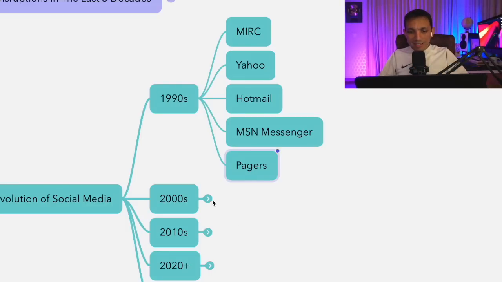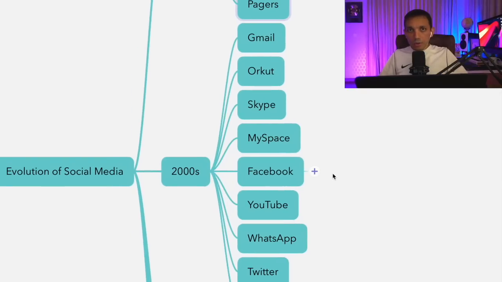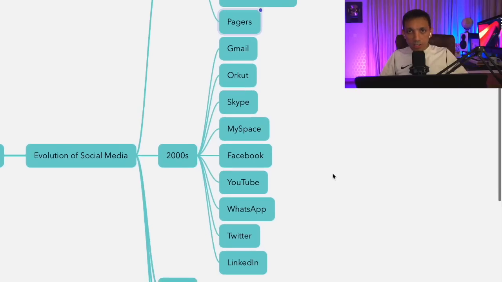And then we saw the next era in the early 2000s. That was the time that I was doing my sound engineering. And I remember those days clearly when Gmail started to get more popular. Everybody had a Gmail account. We had Orkut that had launched at that time. Skype had launched, MySpace, Facebook in 2004, but it was not so popular in India until 2006. And then YouTube was launched, WhatsApp, Twitter, and LinkedIn, all these social media platforms launched at that time.